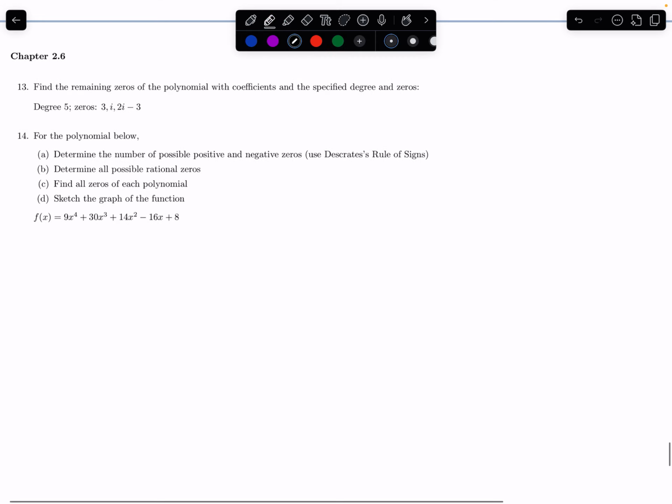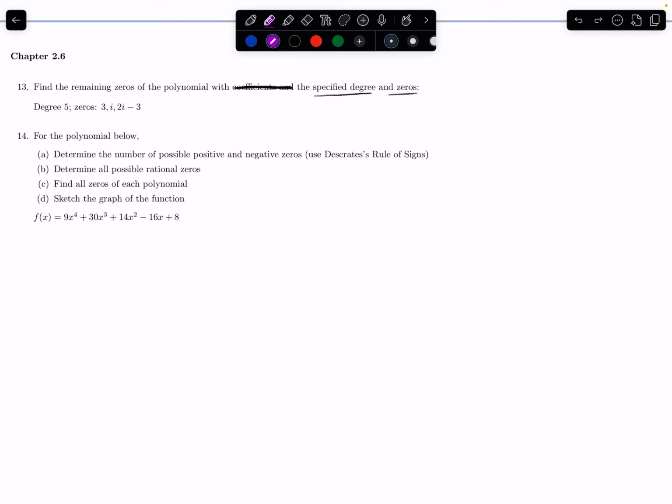So let's just jump into the problem. 13 is a gimme question. It's an easy one. This is kind of like 3 points if you see a question like this. It says find the remaining zeros. You're given the degree and some of the zeros. Coefficients, actually, I don't know why it's there. You don't need the coefficients. It's not told to you. Okay, but you got zeros of 3i, 2i minus 3. And you got 5 total, which means you're missing 2.